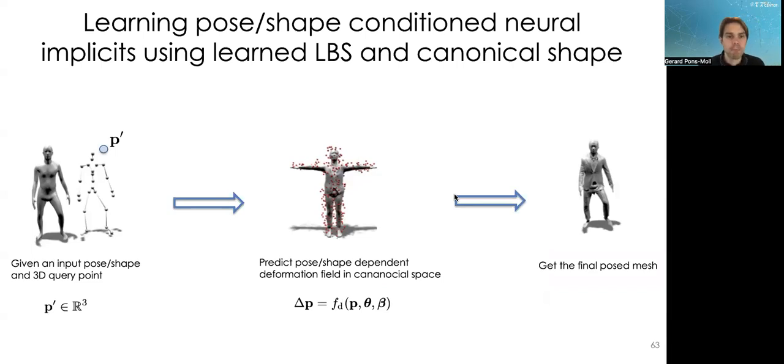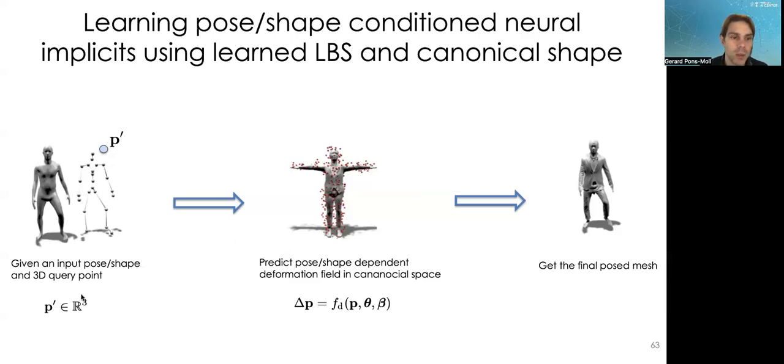So basically, I'm going to describe now a paper called Neural GIF, which we published at ICCV 21, which is basically learning pose and shape conditioned neural implicits using learned LBS and a canonical shape. You will see that it's interesting because it's completely analogous to the SMPL model. But while the SMPL model starts with the canonical space and applies a series of deformations to get to the pose space, this works in backward mode. So basically, it starts from the pose space and applies a series of transformations in order to evaluate the occupancy in the canonical space.